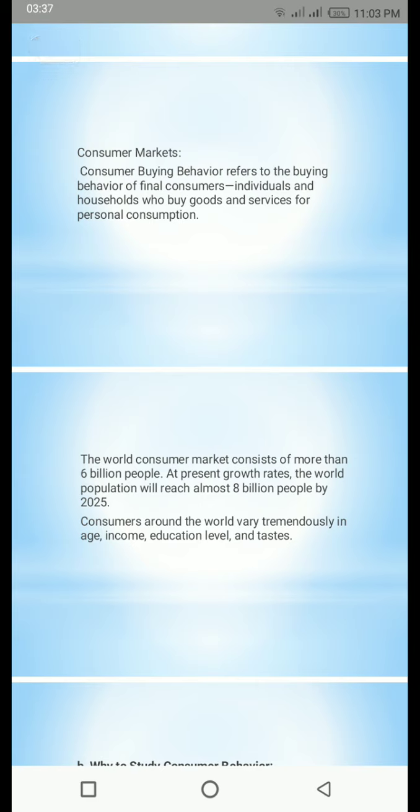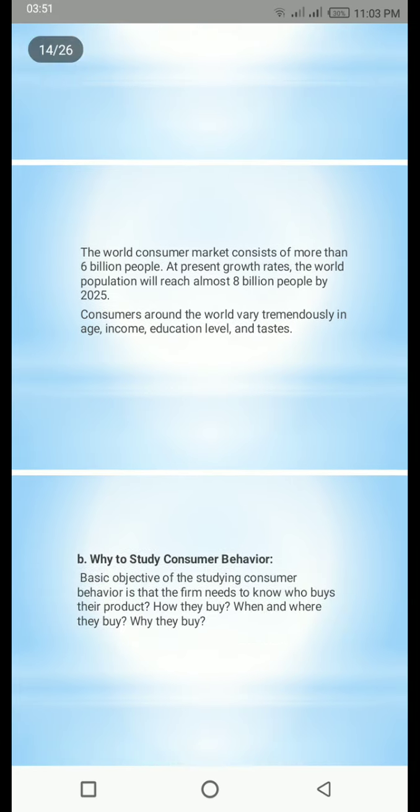At present growth rates, the world population will reach almost 8 billion people by 2025. Consumers around the world vary tremendously in age, income, education level, and tastes.